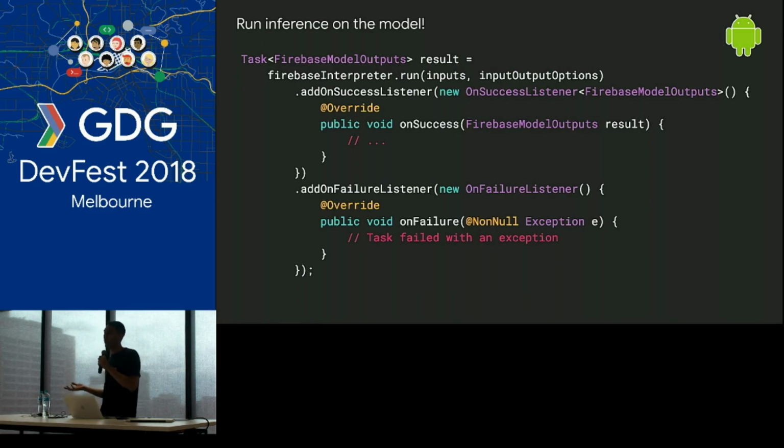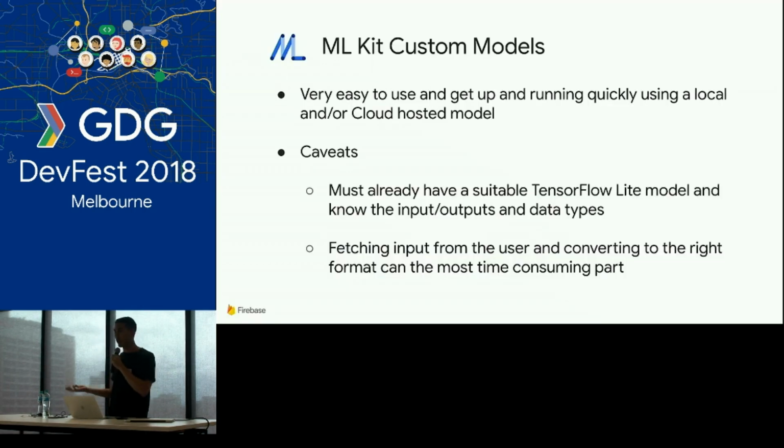And then lastly, we're going to run the inference, and we just call our interpreter.run, and we give it all of this information, the inputs, the input-output options. And again, it's just an asynchronous callback, a Firebase task. On success, we're going to get that output format that we defined. On failure, we're going to get an error that we can follow up with the user. So a little bit more complicated than using the base APIs for sure. But if you look at how to load a custom model onto a mobile app, this is probably one of the most straightforward ways you can get.